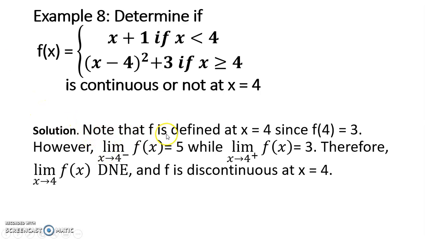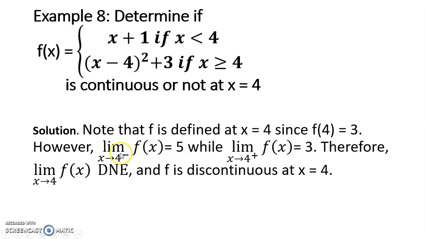Solution. Note that f is defined at x is 4 since f of 4 is 3. However, limit of f of x as x approaches 4 from the left is 5, while limit of f of x as x approaches 4 from the right is 3. Therefore, limit of f of x as x approaches 4 does not exist, and f is discontinuous at x equals 4. Let me elaborate the solution.